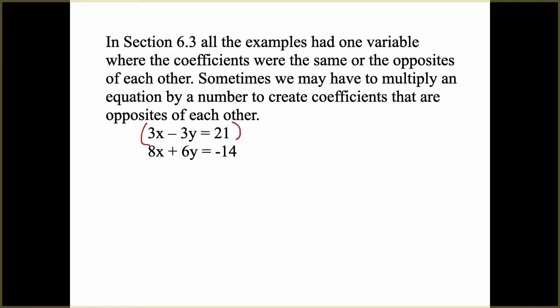When we do this, 2 times 3x is 6x. 2 times negative 3y is negative 6y. 2 times 21 is 42. By multiplying the entire equation by 2, we have created an equivalent equation that has the same values. It's just that we can work with this now. We're just going to bring the bottom equation over and stack it so we can add these two equations together.